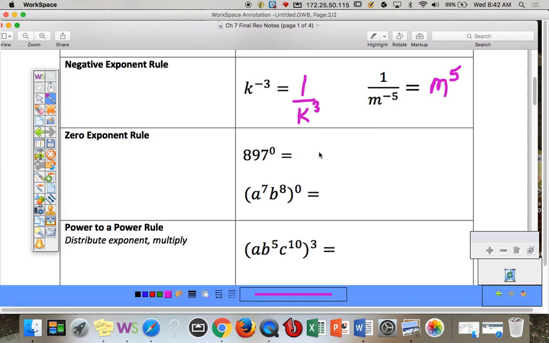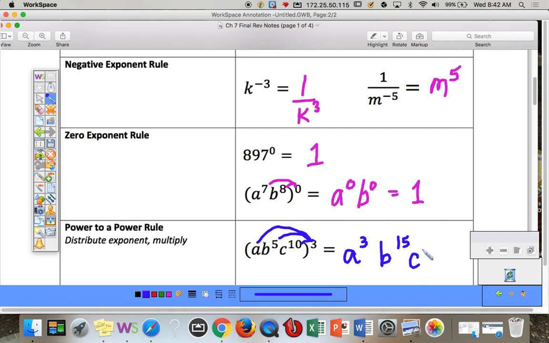We learned that anything to the 0 power is 1. If you distribute this right here, we get a to the 0, b to the 0. We multiply 7 times 0, 8 times 0, which is still 1. So anything to the 0 power is 1. It's the 0 exponent rule. And then the last rule here, power to a power, you distribute the exponent and multiply. So this is a to the 3rd power, b to the 15th, c to the 30th.